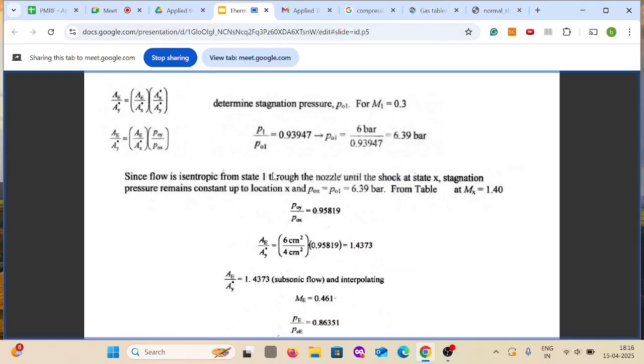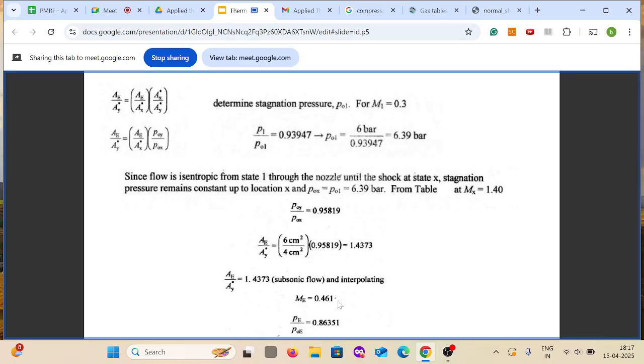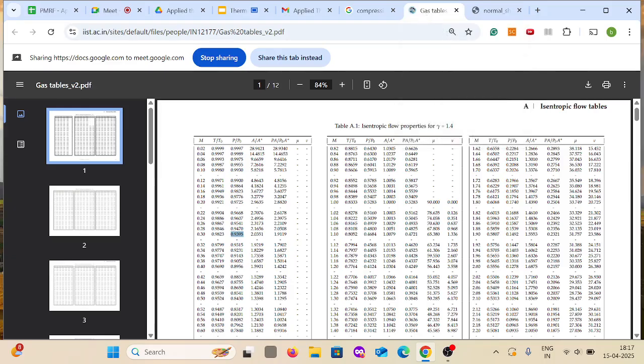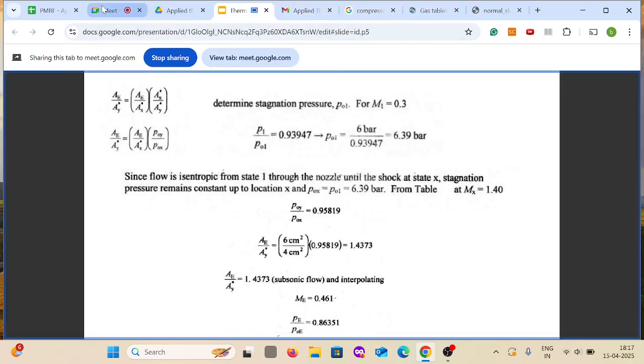So for the area ratio of 1.4373 from the table, go across A by A star, we get somewhere between 0.46 and 0.44, so close to 0.46. So the Mach number comes out to be 0.461 interpolating, and the corresponding P exit by stagnation pressure is close to 0.8650, so it comes out to 0.86351.